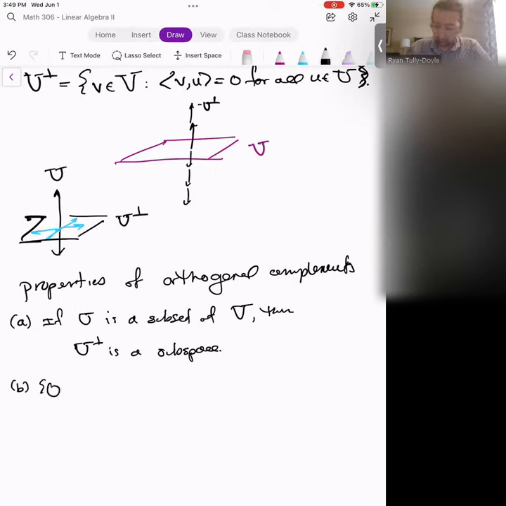B, the orthogonal complement of 0 is the set of everything orthogonal to 0, which is the set of vectors whose inner product with 0 equals 0, which is literally everything. So everything is perpendicular to 0. Or sorry, I shouldn't say that. The orthogonal complement of the 0 vector is the whole space. And likewise, the set of everything that's perpendicular to every vector in V is just the 0 vector.